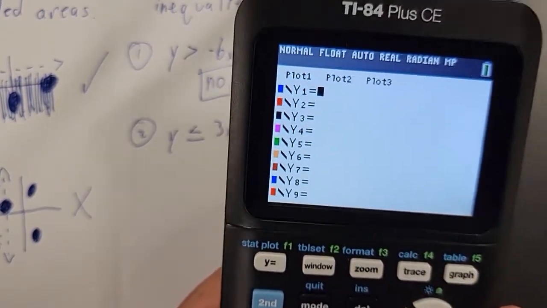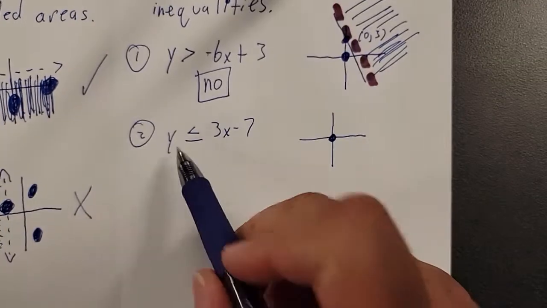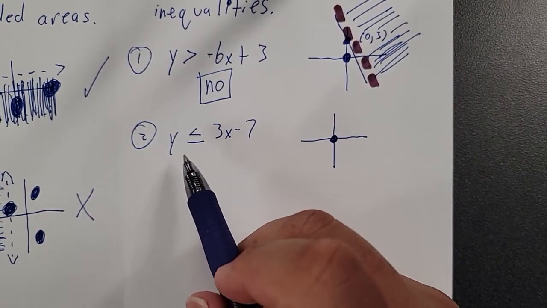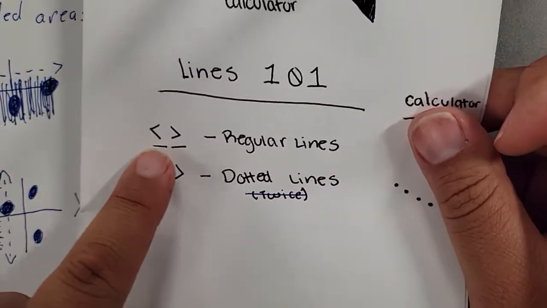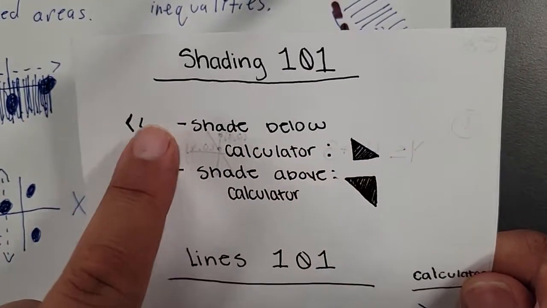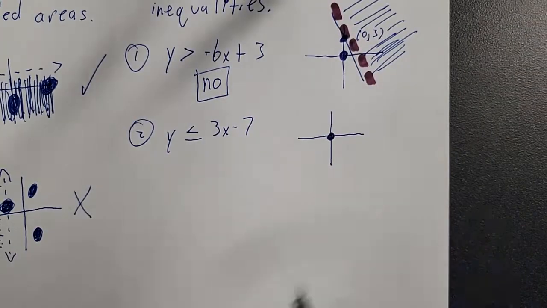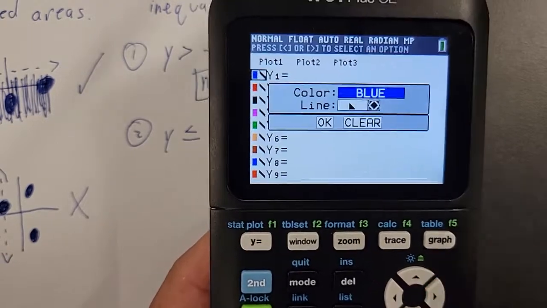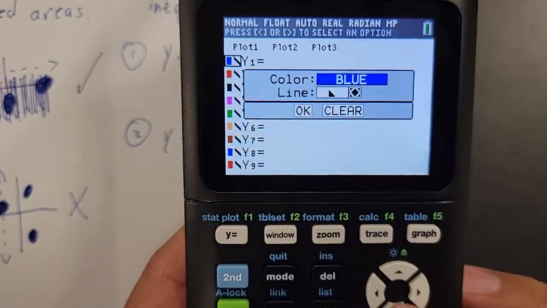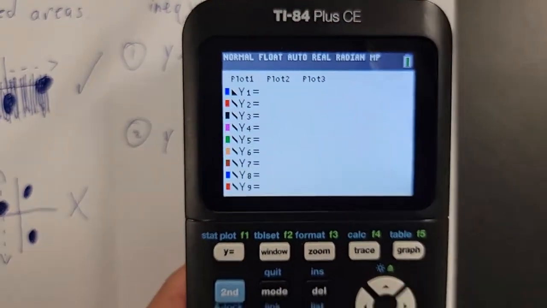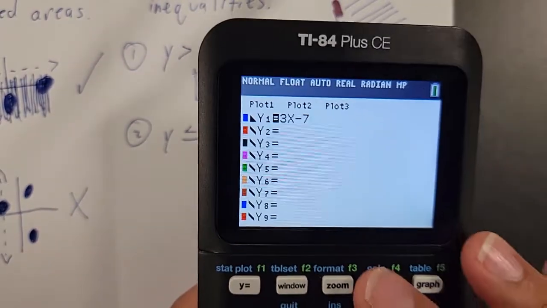So I'm going to go ahead and reset everything. Just push clear, clear. Now, this symbol, according to our notes, is going to shade below. Okay, I'm looking here. This is a regular line, and it shades below. This is how we tell how we're shading. Go to your settings, move down, make sure you put this triangle, and then you have to push OK. All right, we're good with the settings. Then we just type in 3x minus 7, push trace.